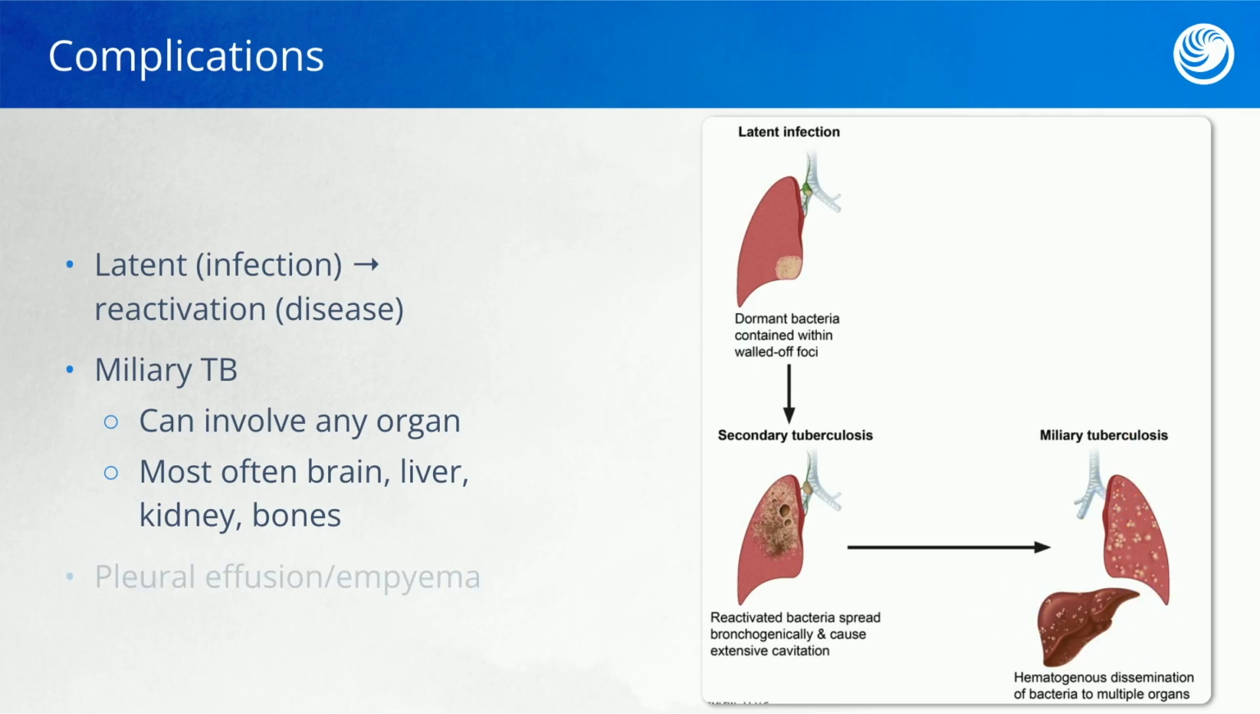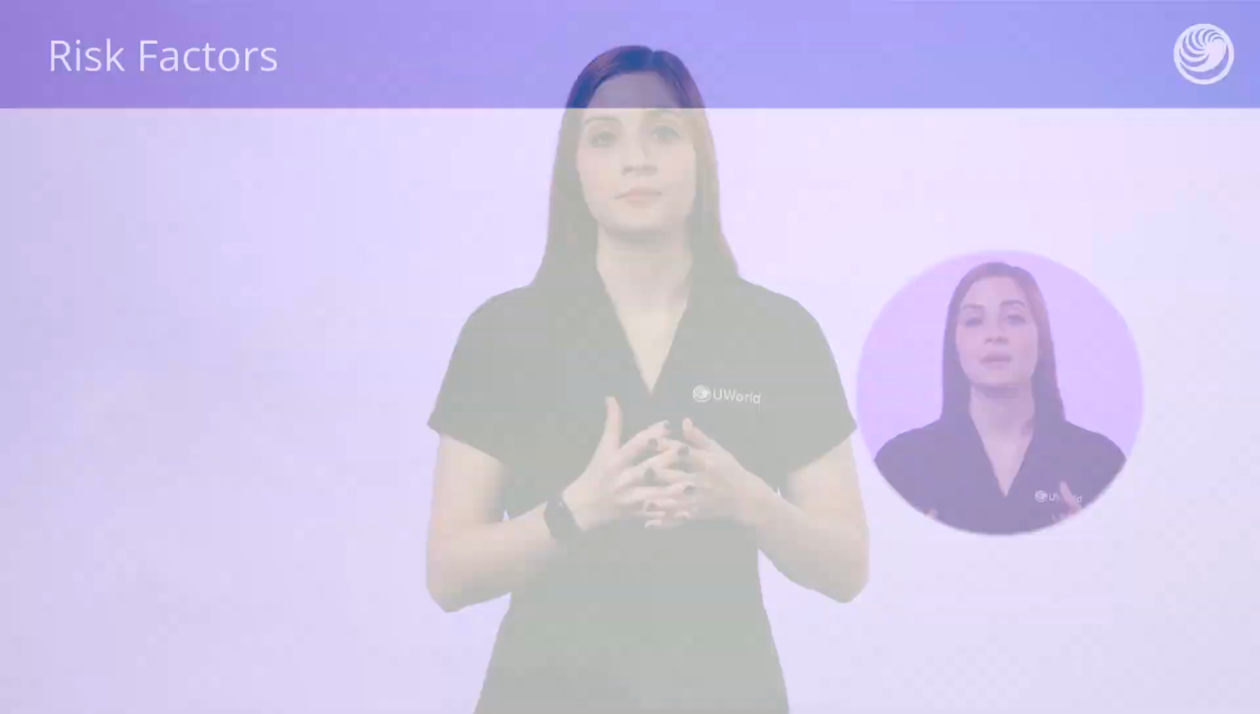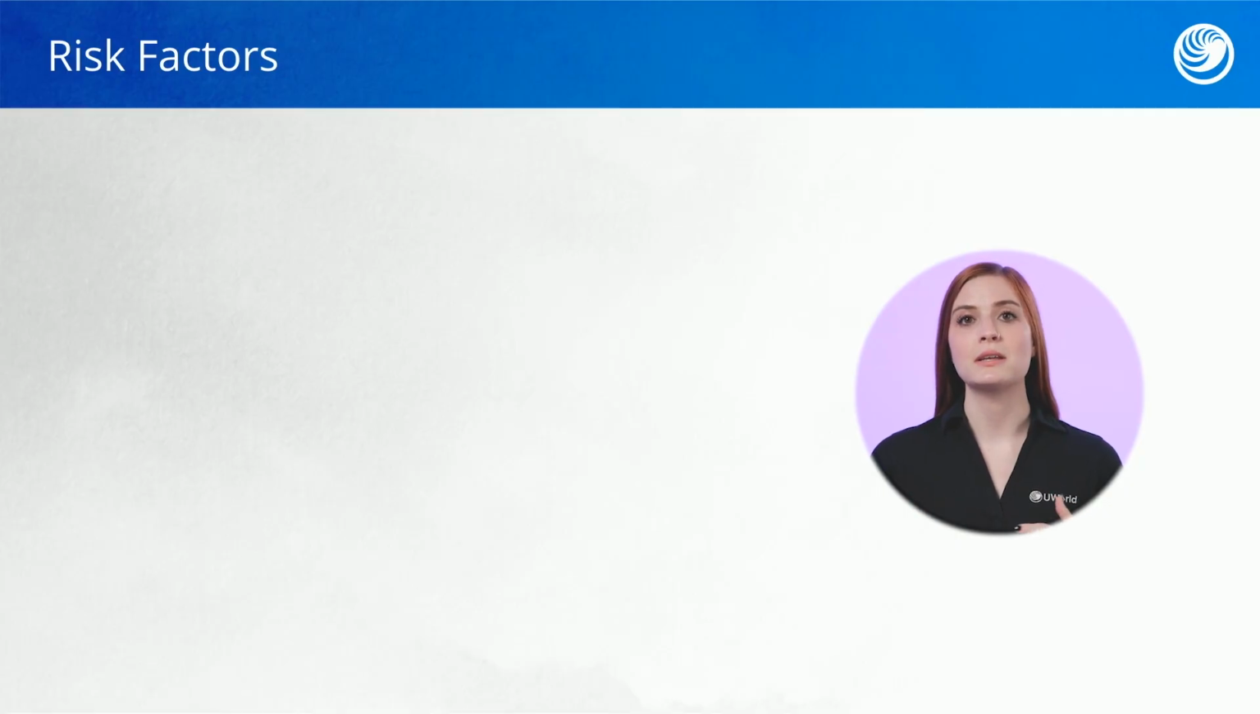TB can also cause pleural effusion or empyema as it spreads. Bacteria is going to cause damage to tissue and may even kill off some lung tissue. If the body recognizes this damage, it's going to send things to the site to try to heal it, and fluid's going to accumulate.